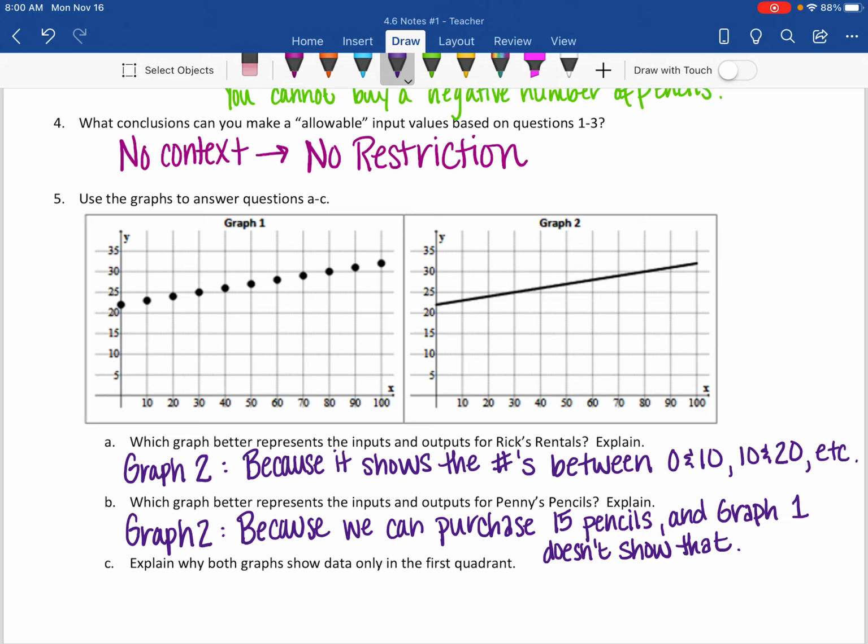Okay. All right, last one, explain why both graphs only show data in the first quadrant. We should know this by now because we can't have any negative values, because you can't drive negative miles, you cannot purchase negative pencils.